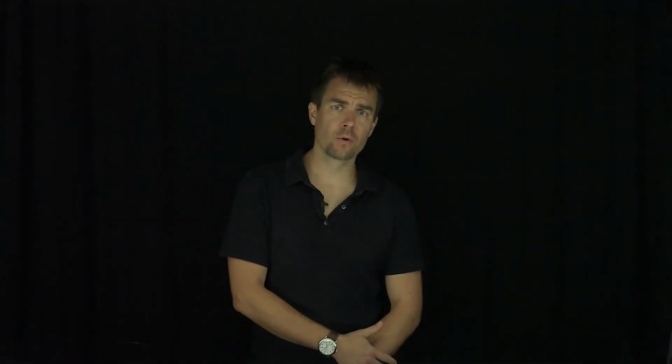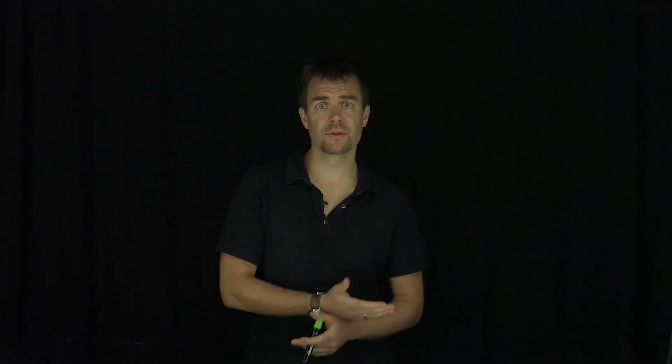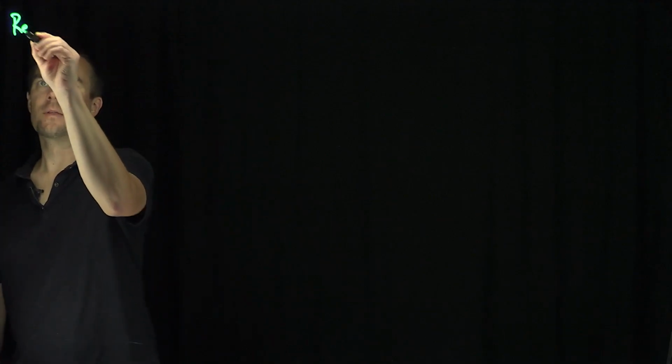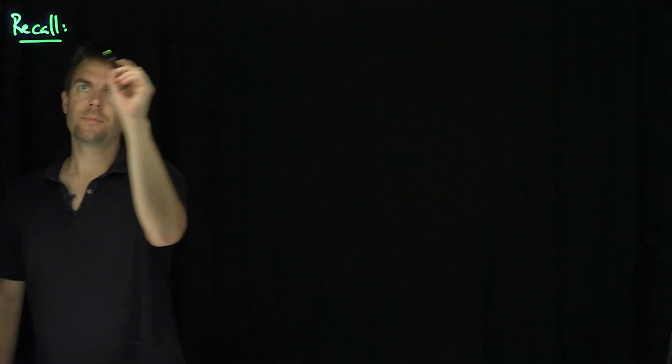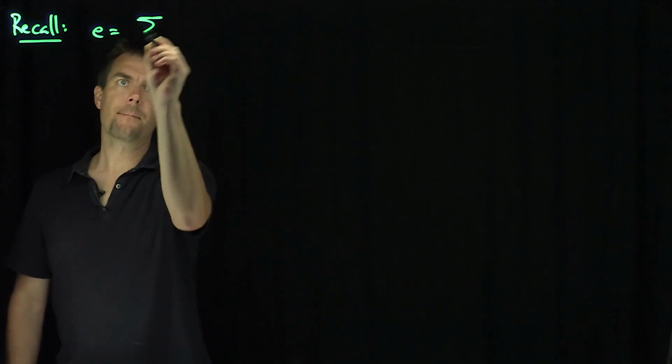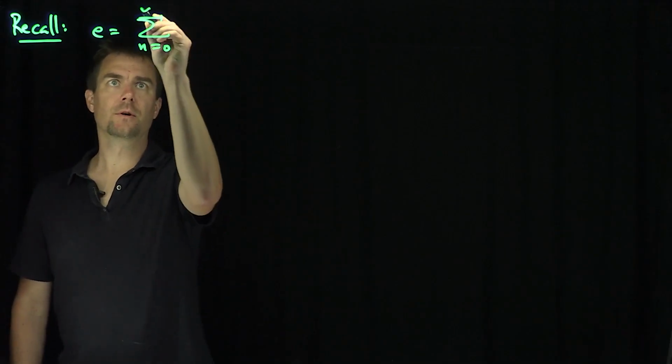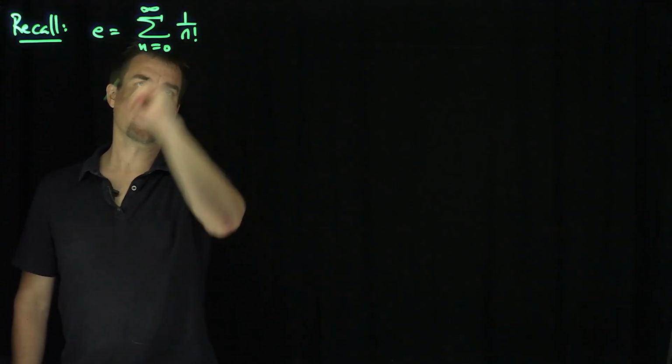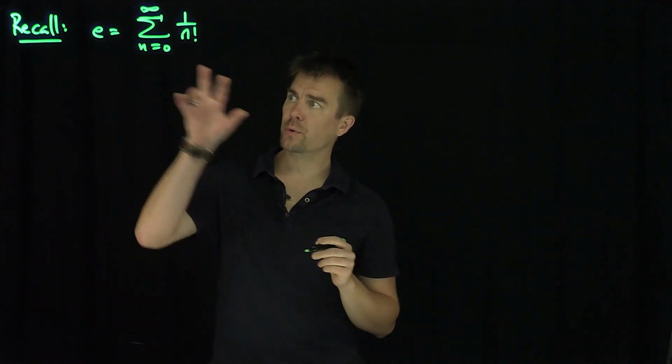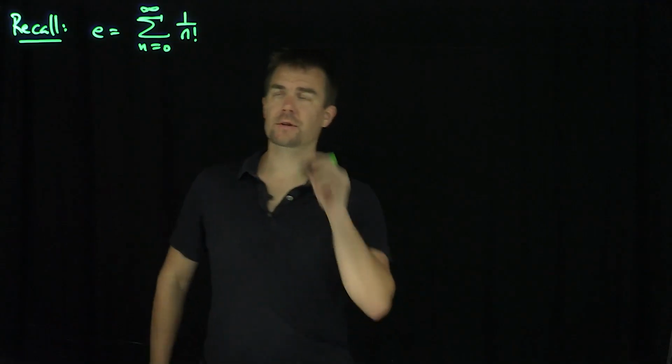Hello students, in this video we'll show the equivalence of two definitions of e we learned in Calc 2. Let's recall the Taylor series way of approaching e: e is the sum, n goes from 0 to infinity, of 1 over n factorial. And so what we're going to do is show that this infinite series converges.